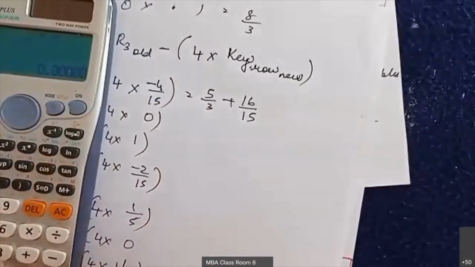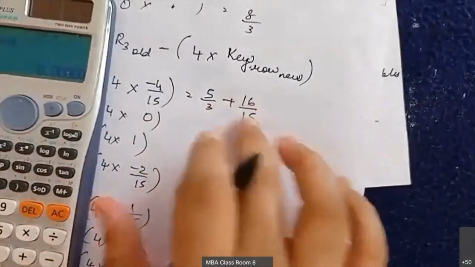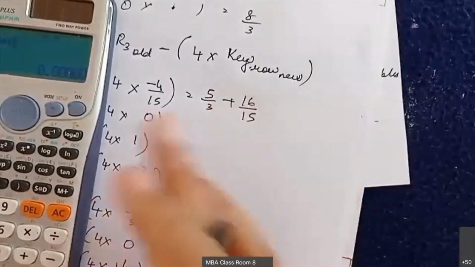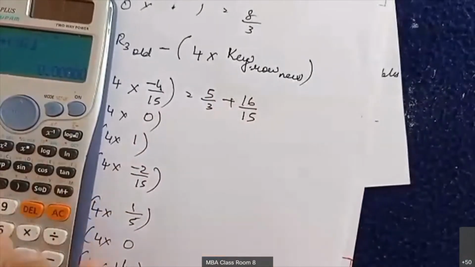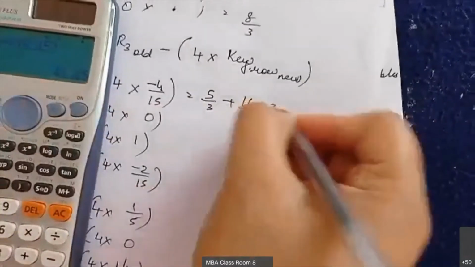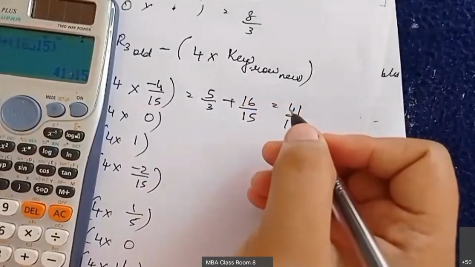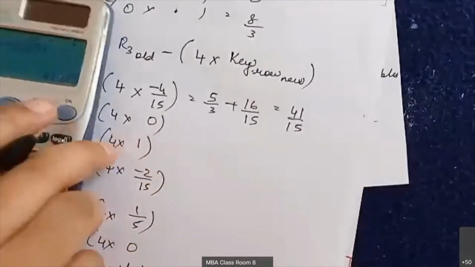5 divided by 3 plus, put a bracket. Okay, this is one digit, no? So 16 divided by 15, put it in bracket so that you will not make any mistake. Okay, value is 41 divided by 15.